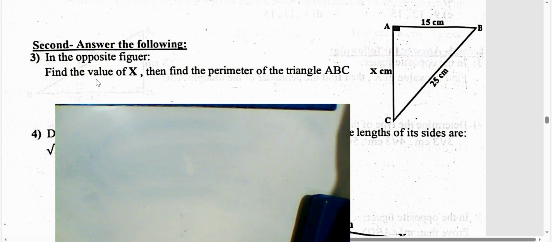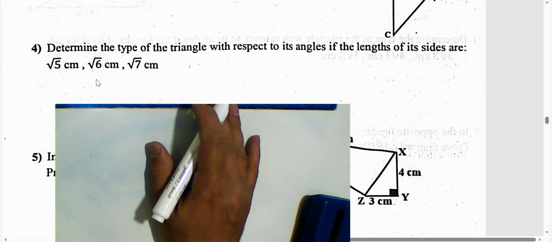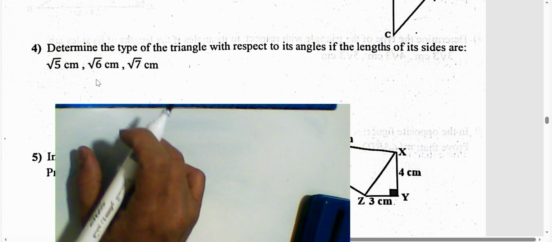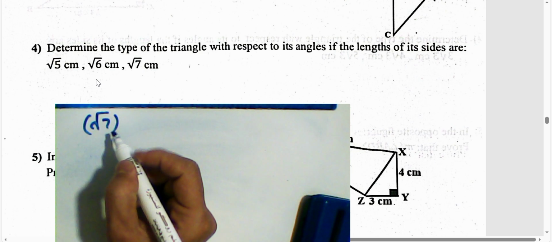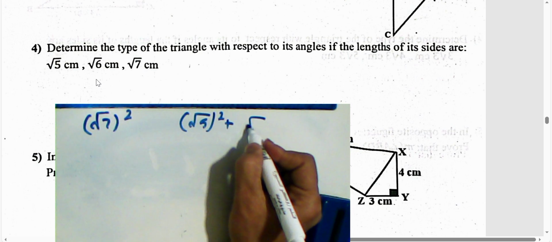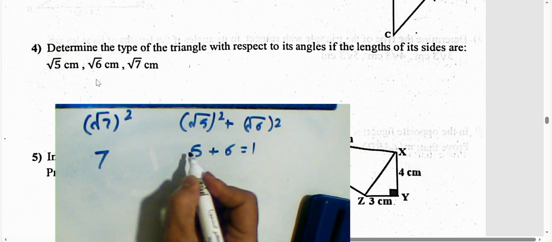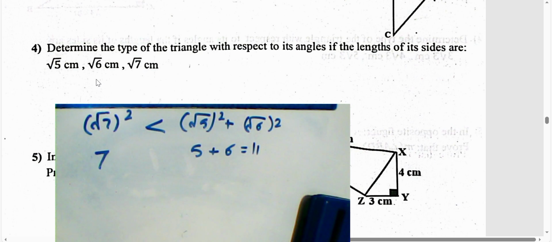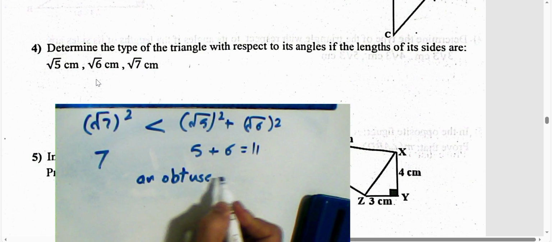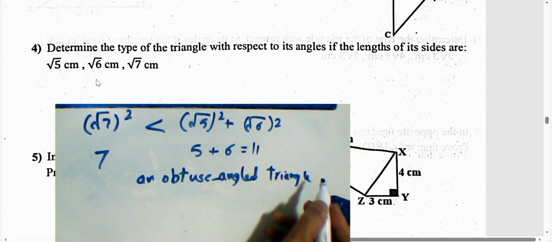Okay, next question. Determine the type of triangle with respect to its angles. The list of sides is root 5, root 6, root 7. First step, we must write root 7, the greatest side, first, power 2, and root 5 power 2 and root 6 power 2. This number will be 7, and here 5 plus 6 equals 11. This triangle we call an obtuse angled triangle.